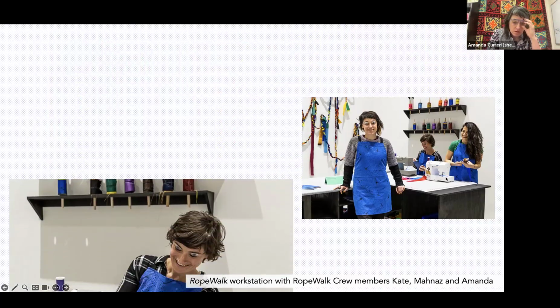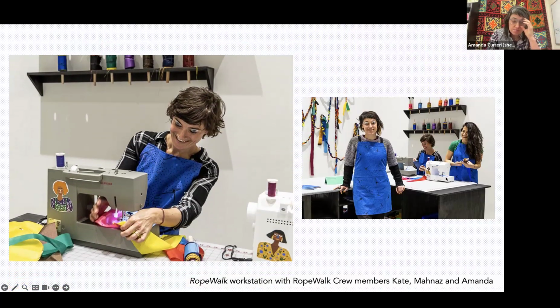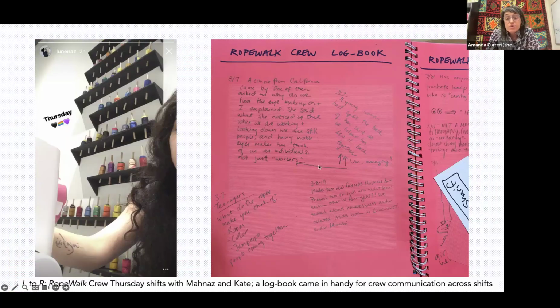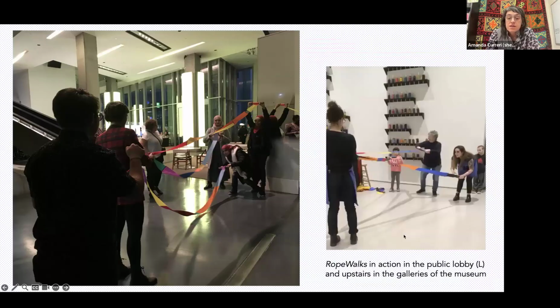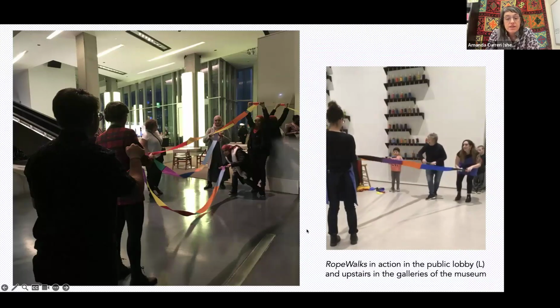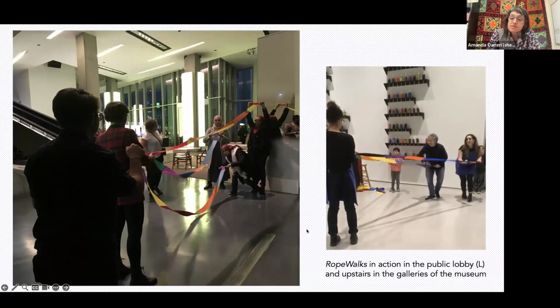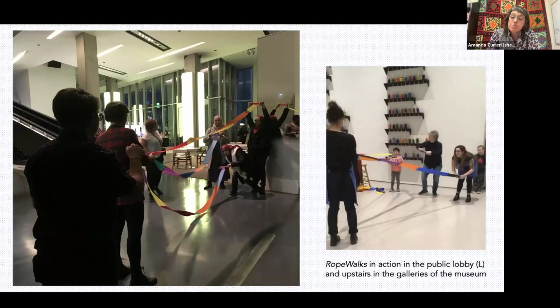Here's some of the crew here. These are two grad students, Kate and Manaz, with me. We had a logbook, which was really great so that we could communicate to each other over the different shifts. And here is what would happen in the galleries. We would say, hey, do you want to do a rope walk? People, of course, would ask, what's a rope walk? And if people were willing, it would take about 15 minutes to make a rope.